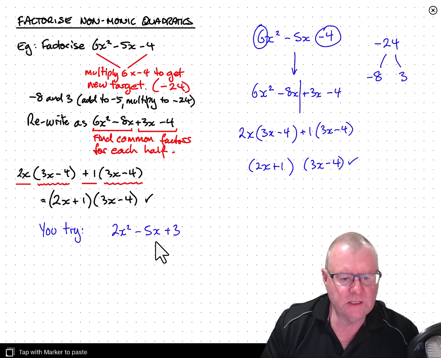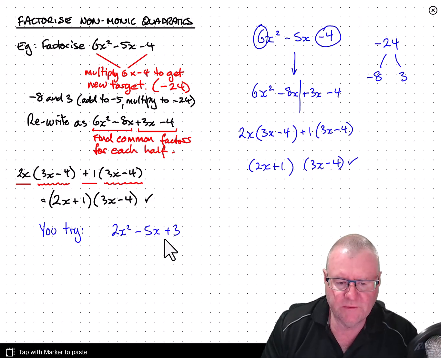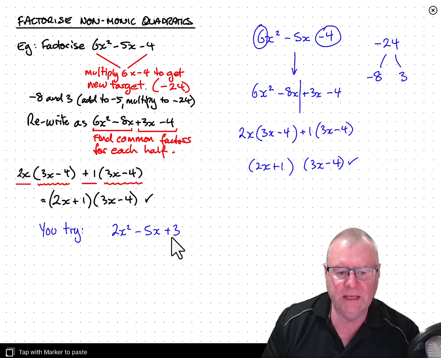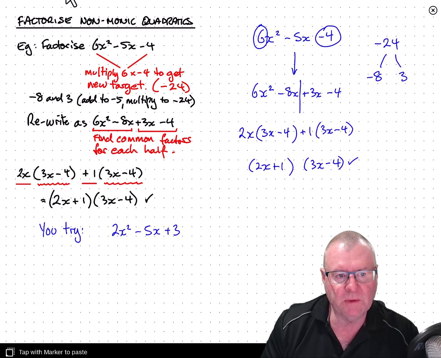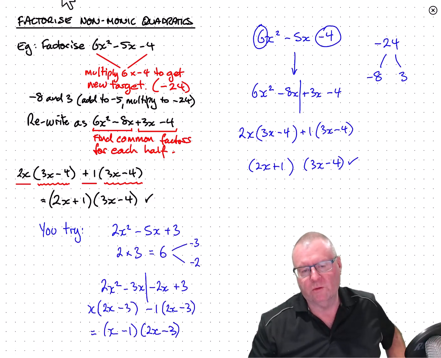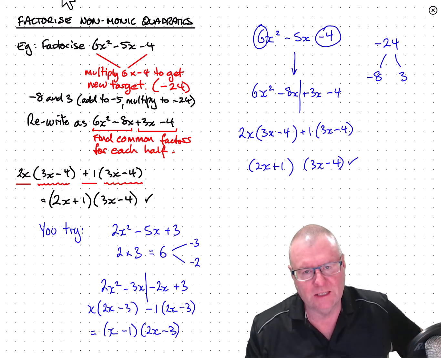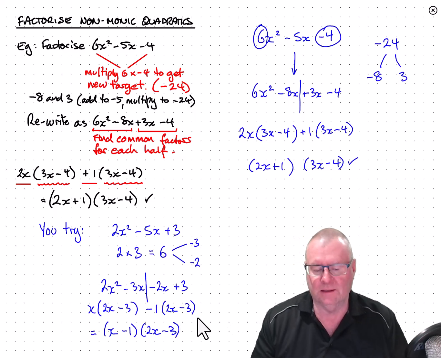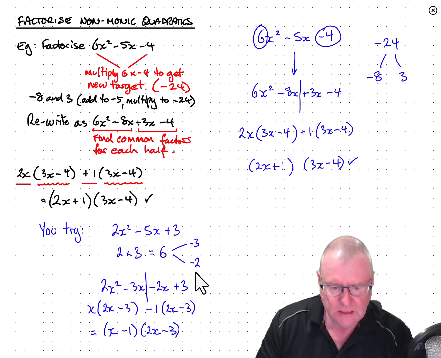Alright, there's one for you guys to have a go at. 2x squared minus 5x plus 3. I'm going to pause it. You guys have a go at it. We'll come back and talk about my solution in a moment. Alright, if you work through this one, you might have hit a little bit of a snag near the end. Let's talk about it when we get to it.